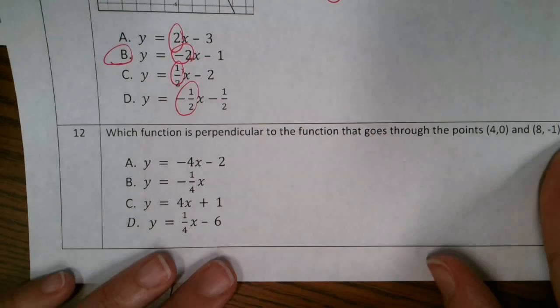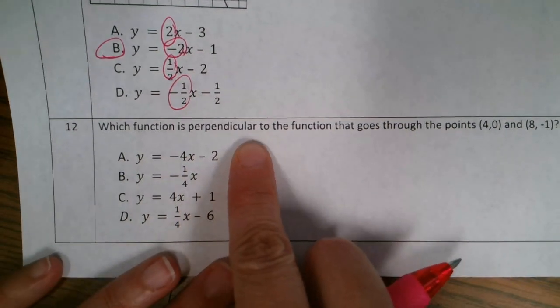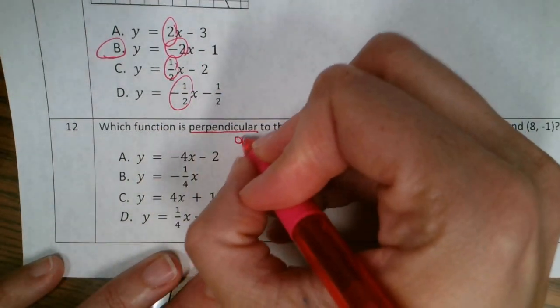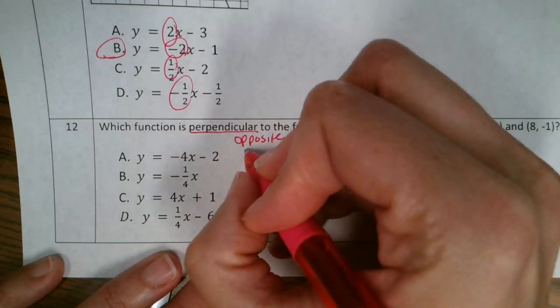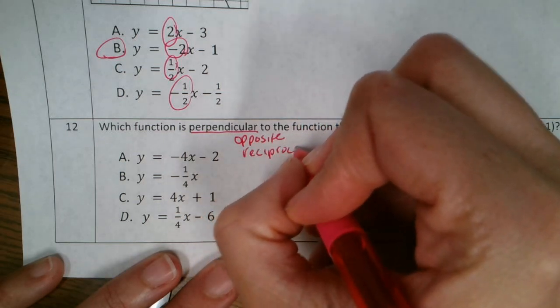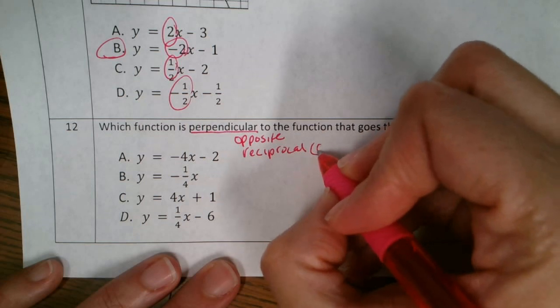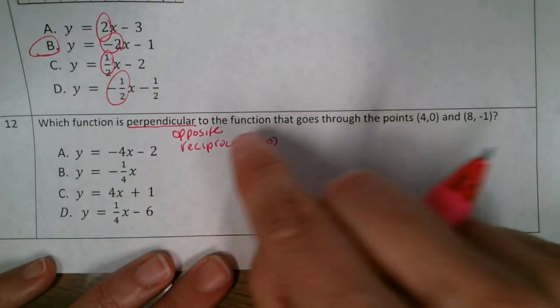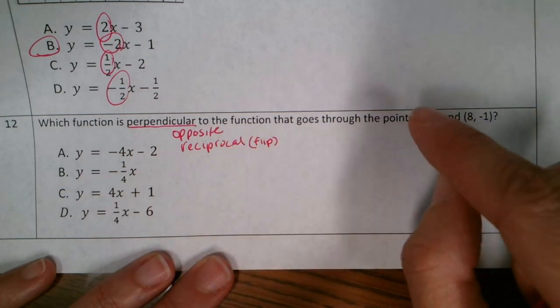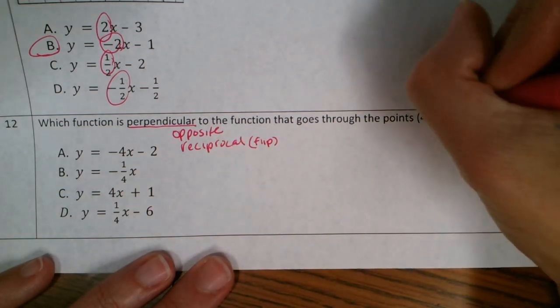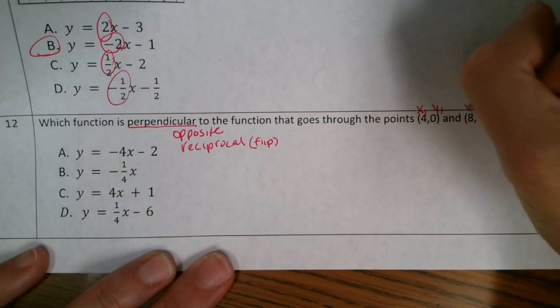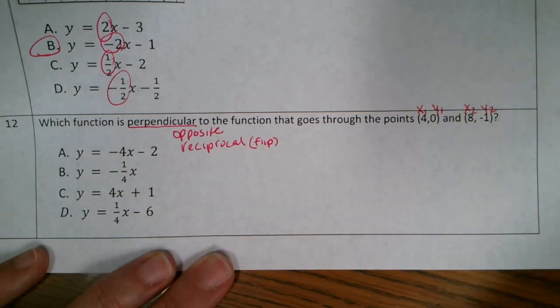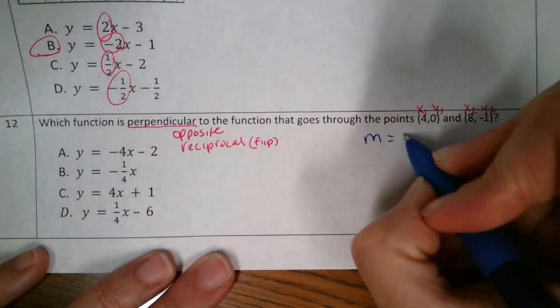Number 12. Which function is perpendicular? Perpendicular tells me I have to do opposite and reciprocal. Reciprocal is another fancy word for saying I'm flipping the fraction. Opposite means I change the sign. It goes through these points, x1, y1, x2, y2. So I have to use my slope formula.